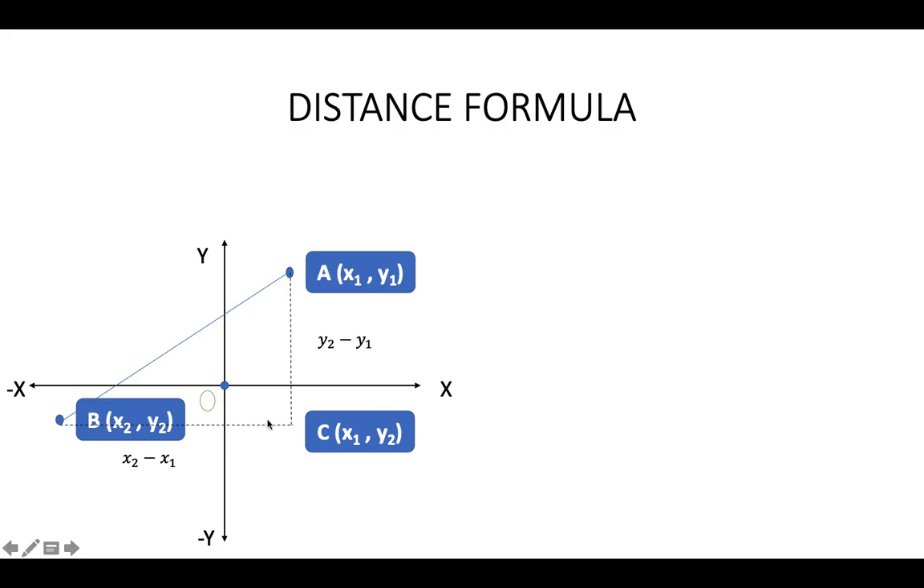We are already aware of the Pythagoras theorem, which says the perpendicular square plus the base square will give you the hypotenuse square, and this hypotenuse is nothing but the value AB. Hence, we can say that the value of AB will be the square root of y2 minus y1 the whole square, that is the perpendicular square, plus the base square, x2 minus x1 the whole square. This is all about the distance formula.